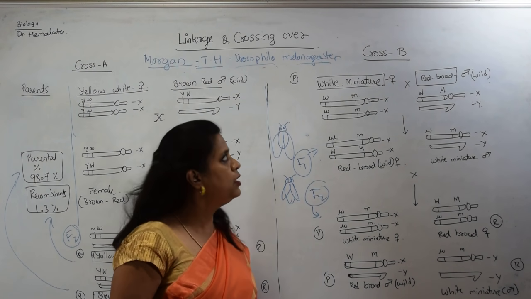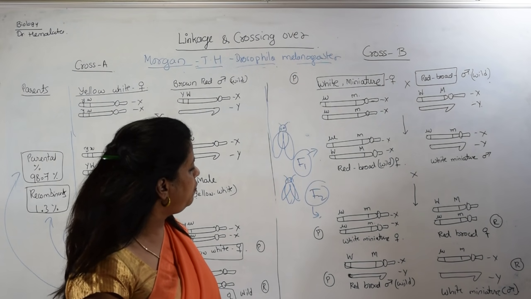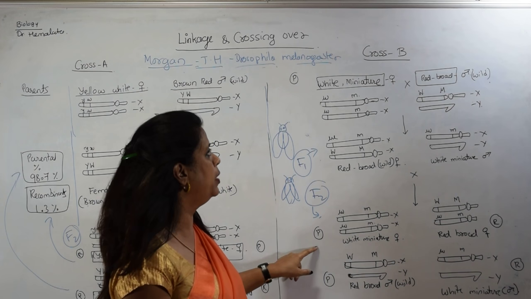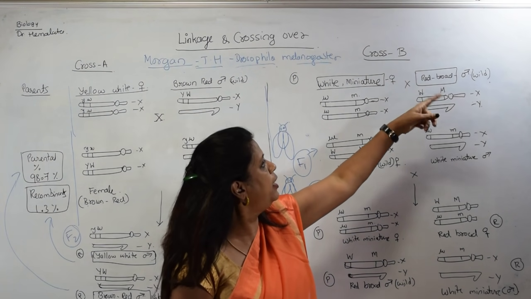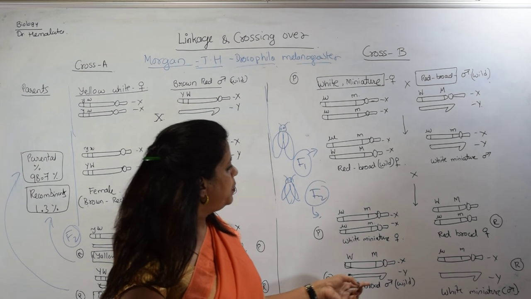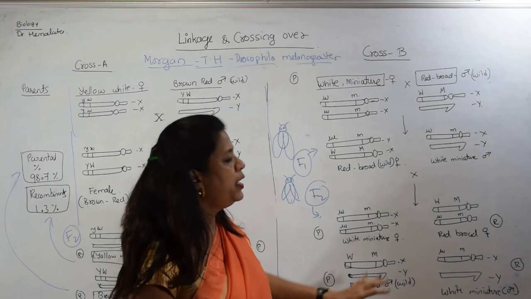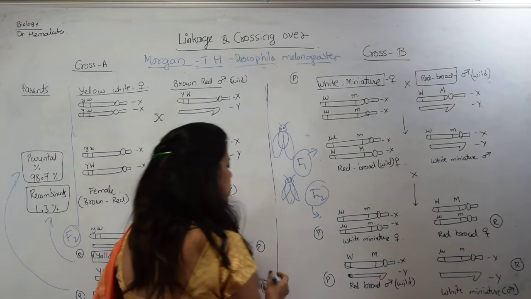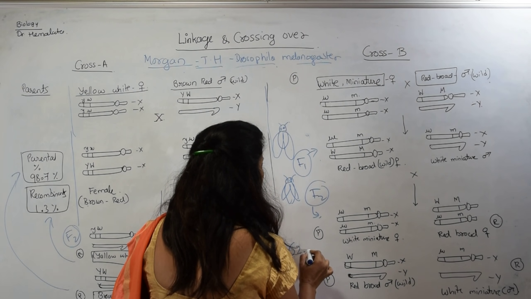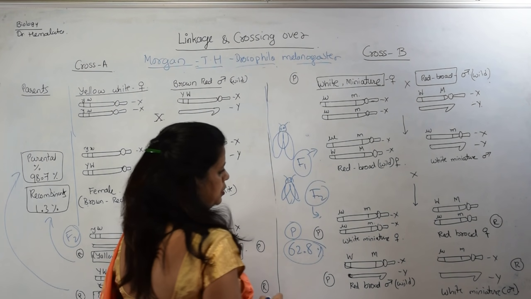Then who are all the parents now? Parents which are checked: white miniature was the female. White miniature females, how many? Where are they? White miniature female, this is the parental combination. Another parent is red and broad, which is male. Red and broad male, where is it present? This is the parent here, red and broad male. So these are the parental combinations. In this combination, parental combination gets 62.8%.